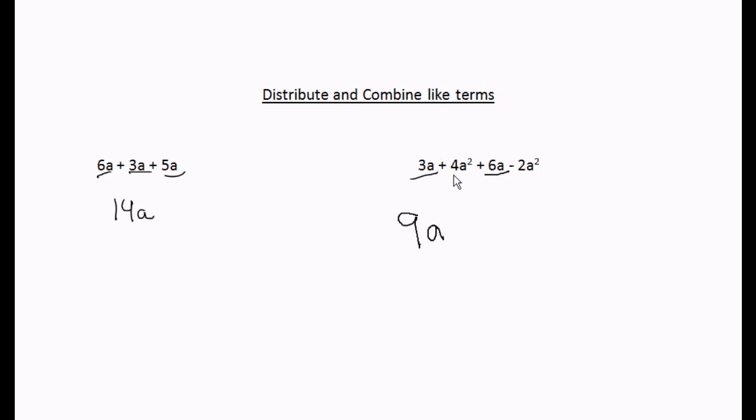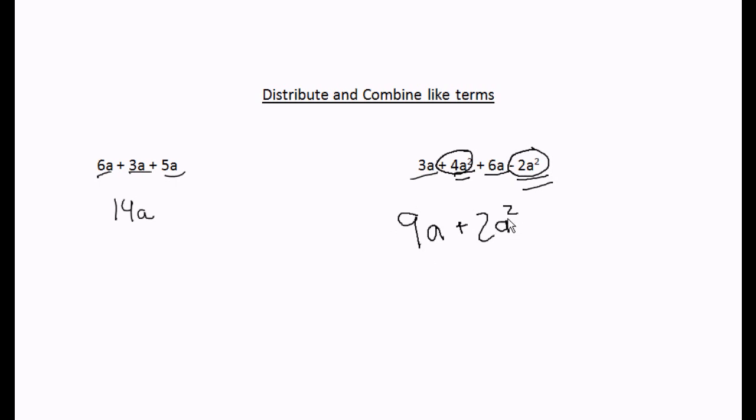Now I want to add the a squares. I have 4a squared and I have a minus 2a squared. So I have a positive 4 and a minus 2. 4 minus 2 is a positive 2a squared. You see, we're just doing the numbers in front. The a squared part stays the same. So my answer is 9a plus 2a squared.